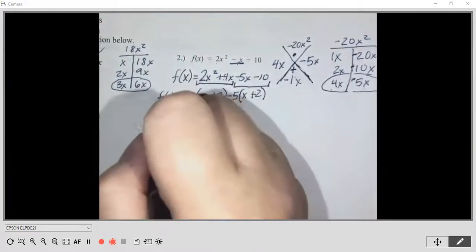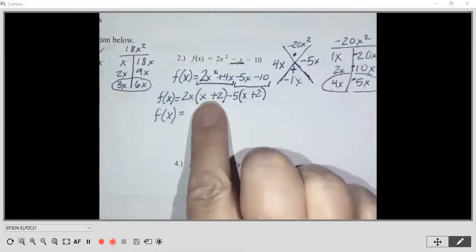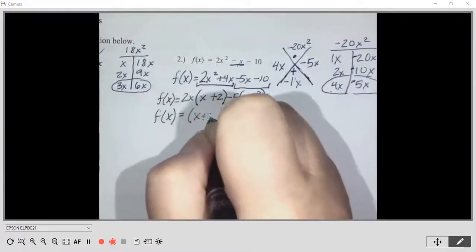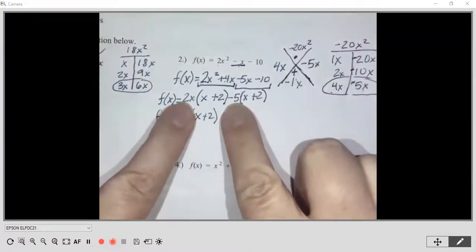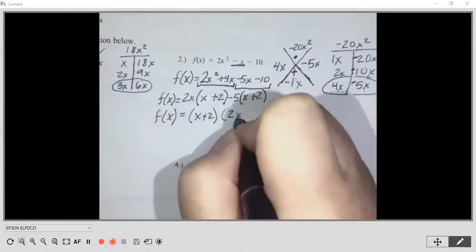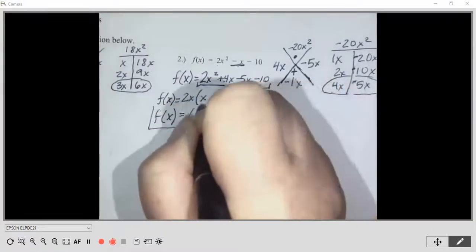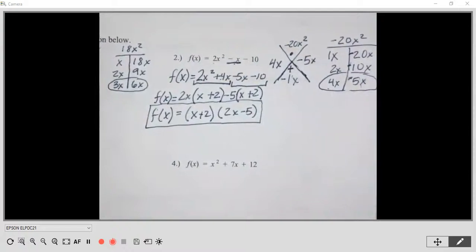Okay, so then f of x equals, I can factor out the x plus 2 because both groups have that in common. And then what's left after I factored out the x plus 2? 2x minus 5. And we can check that by using the distributive property. We can check it with Desmos. We can check it with the graphing calculator.